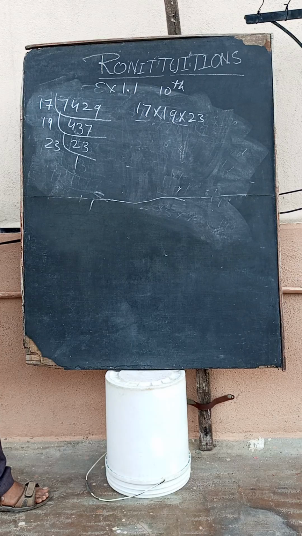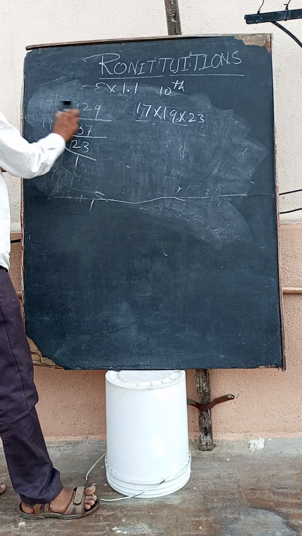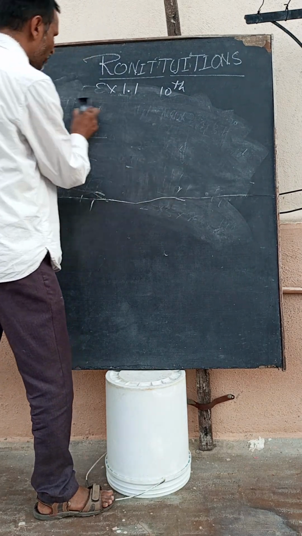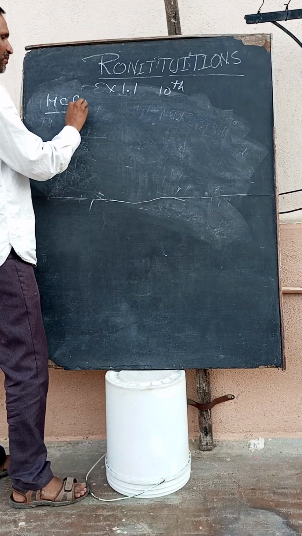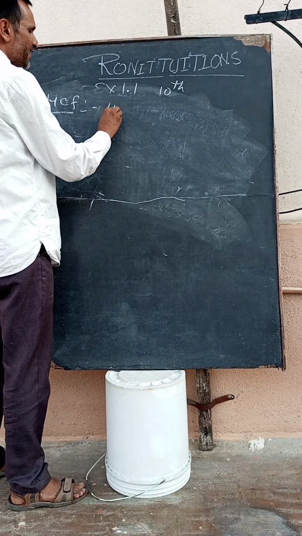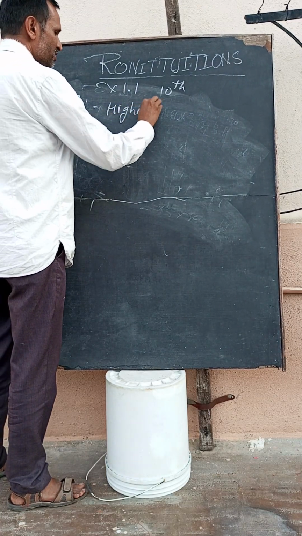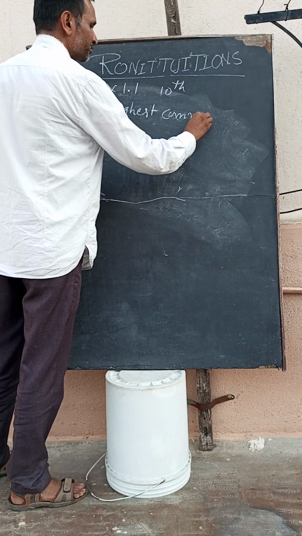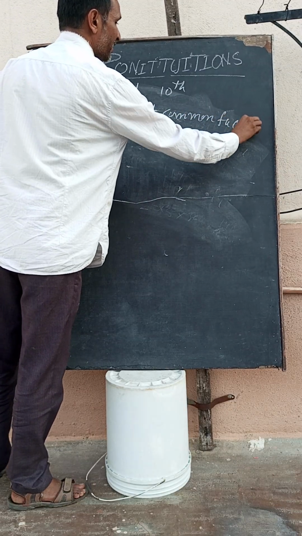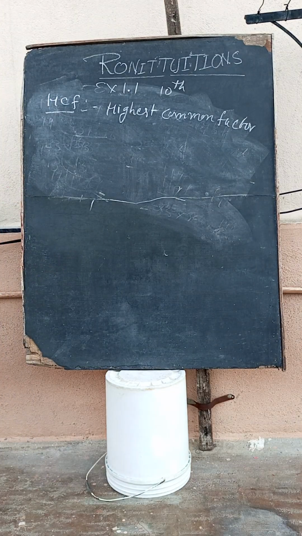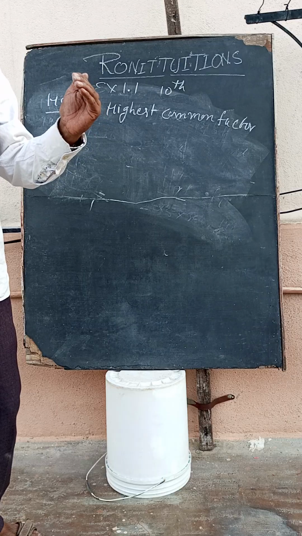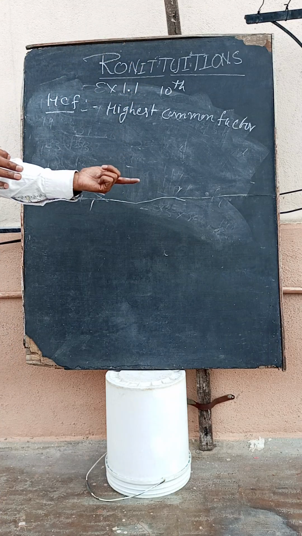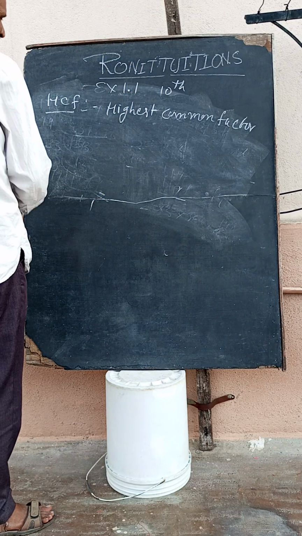Next is question number 2, finding the HCF and LCM of the numbers. So what are the HCF and the LCM first? First we are reading, HCF means what? HCF stands for highest common factor. The word factor is given here. Highest common factor means the highest number that can divide the given numbers. That is called the HCF.